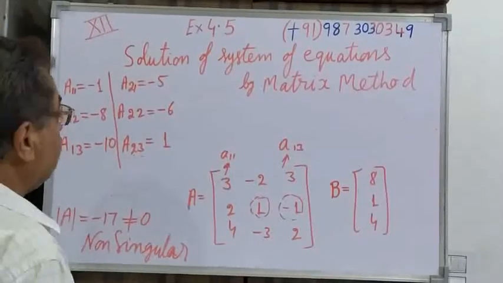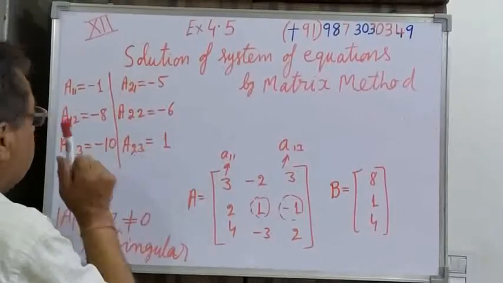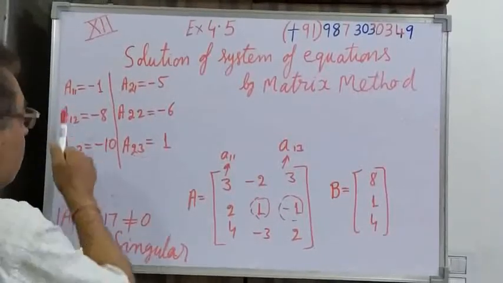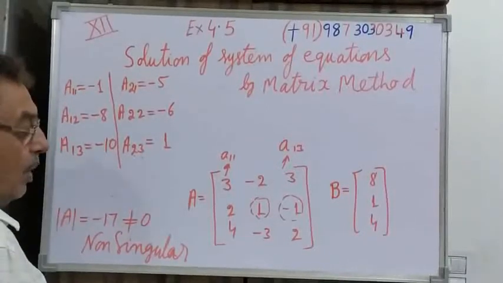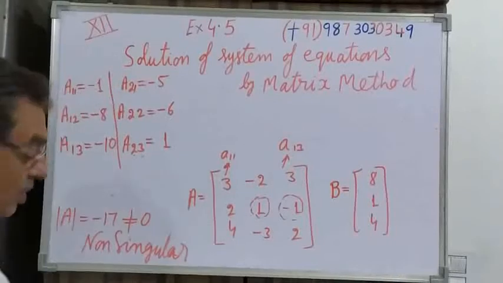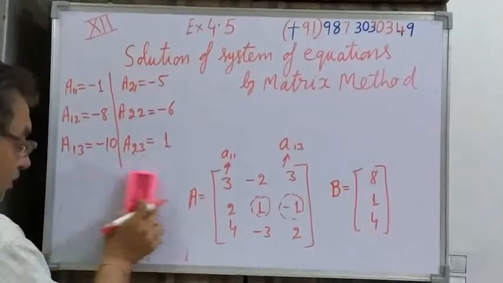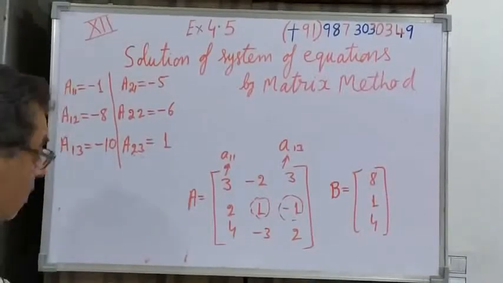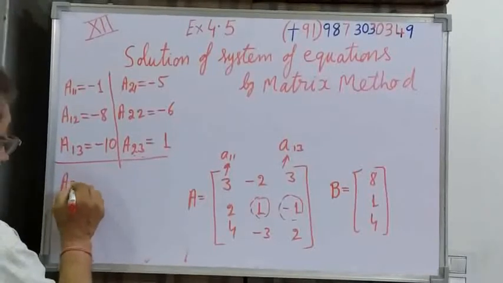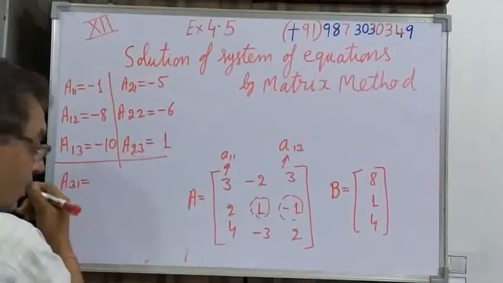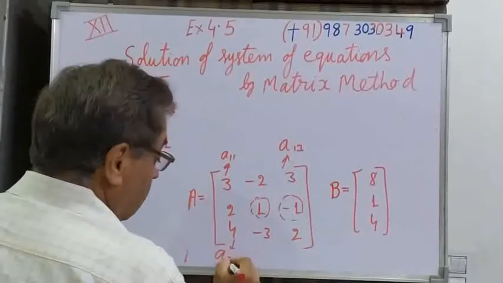So these are the cofactors of the elements of the second row, A21, A22, A23. And these are the cofactors of the elements of the first row, A11, A12, A13. Now we move ahead and find the cofactors of the third row. That is your A31, third row, first column. This is A31.